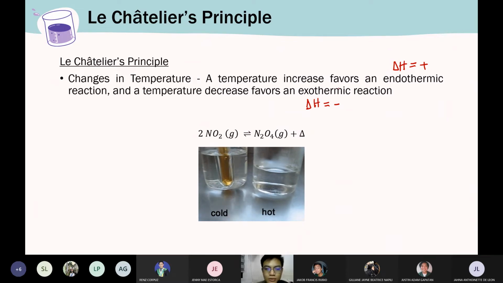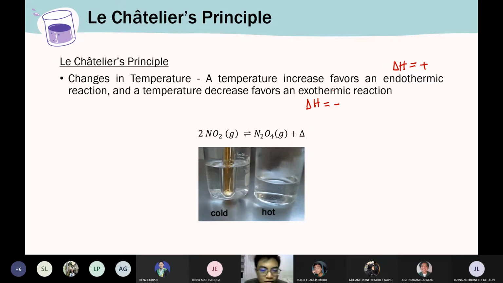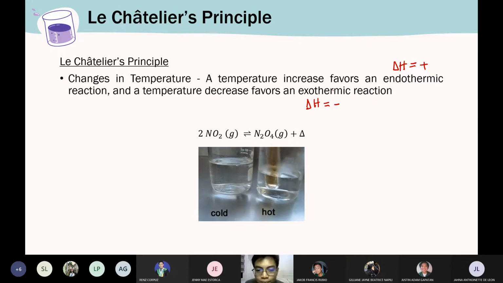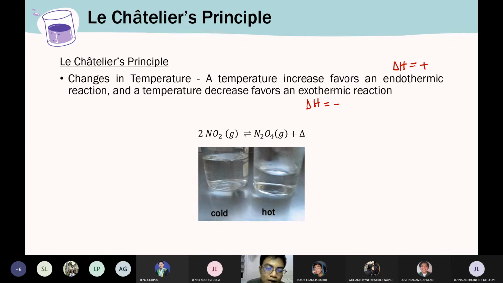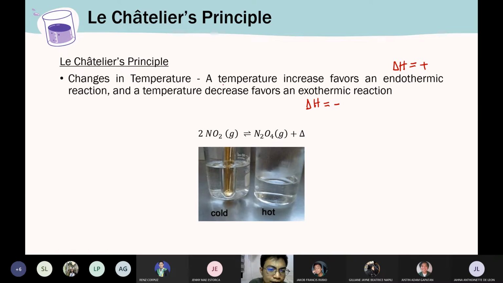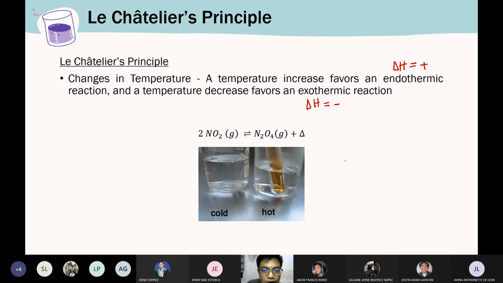Let me give you an example of an exothermic reaction. When paper burns, that's exothermic, because the heat is released from the system to you. Another example, an endothermic reaction, is anything you stir that then gets cold, let's say salt. That's endothermic. So what's the trend? It says a temperature increase favors an endothermic reaction and a temperature decrease favors an exothermic reaction. So what does that mean?